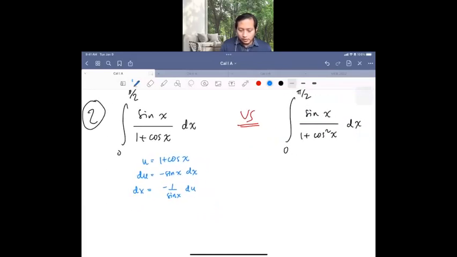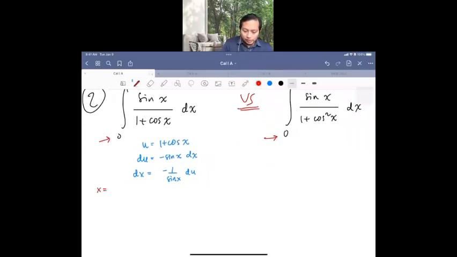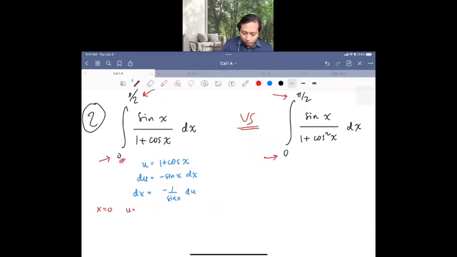So we will have, oh, by the way, because we have these endpoints, don't forget to substitute the endpoints into the new variable. Okay, don't forget that. For example, we have x equal to 0 right here, and because u is 1 plus cos x, then u is 1 plus cos 0, which is 2. And when x is pi over 2, then u is 1.